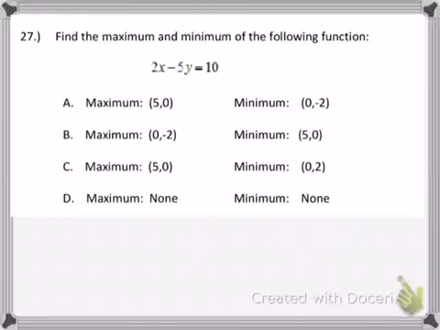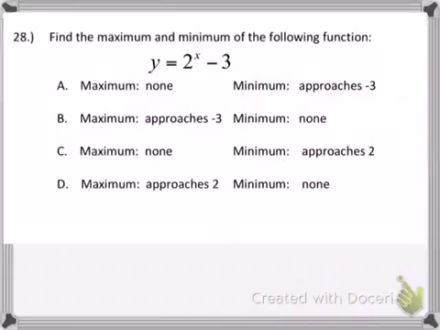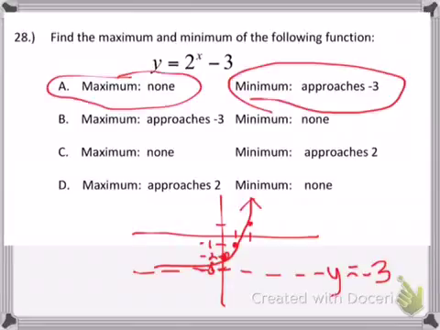Find the maximum and minimum of the following function. 2x minus 5y equals 10. If I solve this, I know it's a linear function. Linear functions, notice, have a line going off each side. They never stop, so there's no max and no min for a linear function. Find the maximum or minimum of the following function. Y equals 2 to the x minus 3. There's no maximum because it goes on forever, but it approaches -3 because our asymptote is -3.